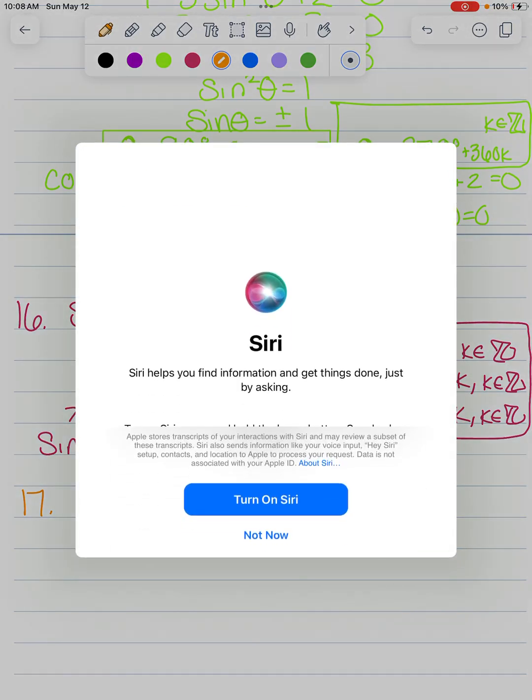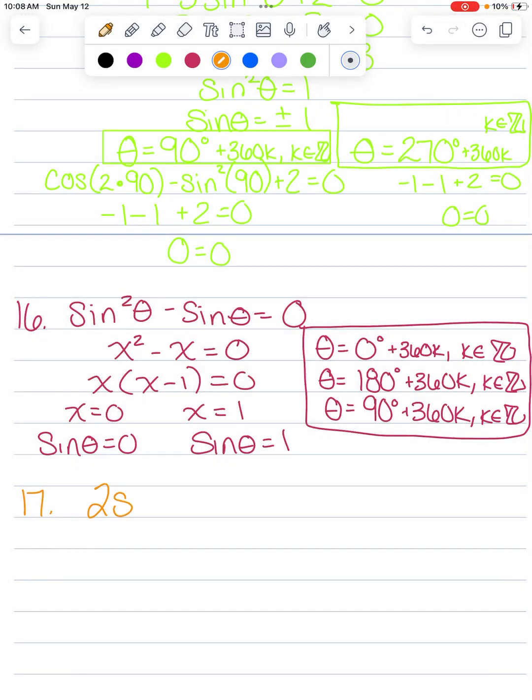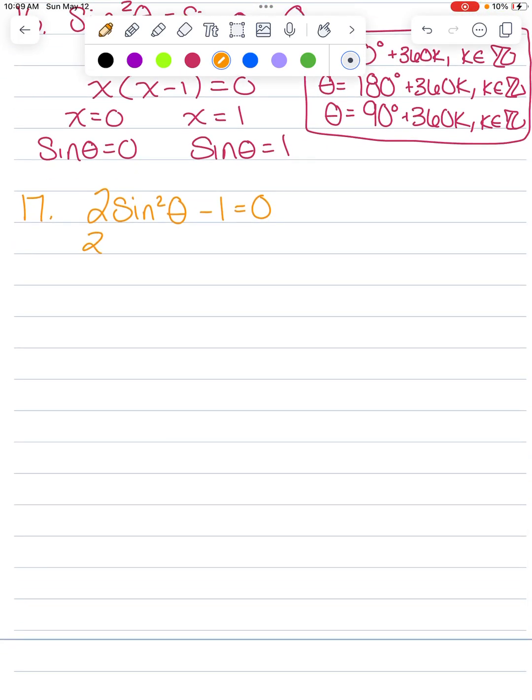17, 2. Whoa, I'm clicking things. 2 sine squared theta minus 1 equals 0. I add 1. I divide by 2. I take the square root. Square root of a fraction, you square root the top and the bottom. So theta equals, don't forget your plus or minus. Square root of 1 is 1. Square root of 2 is square root of 2, which is positive or negative square root of 2 over 2.